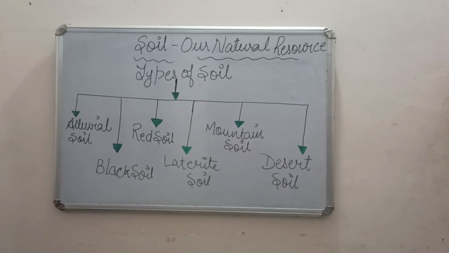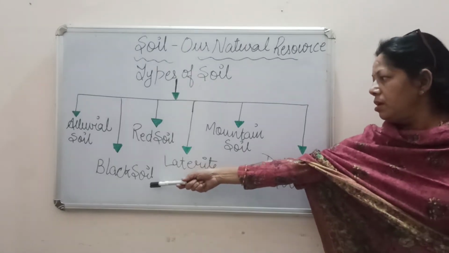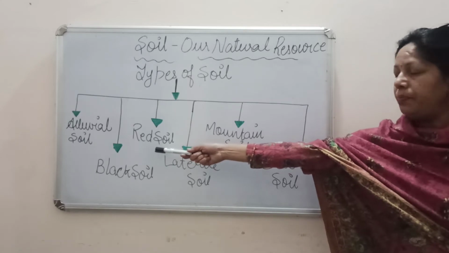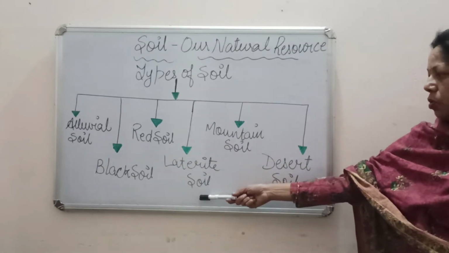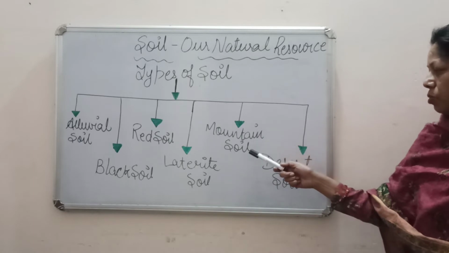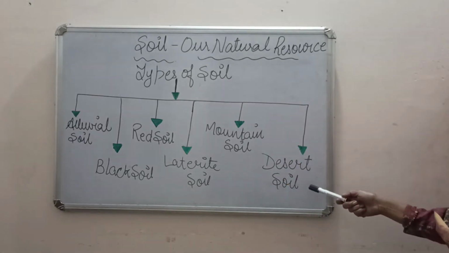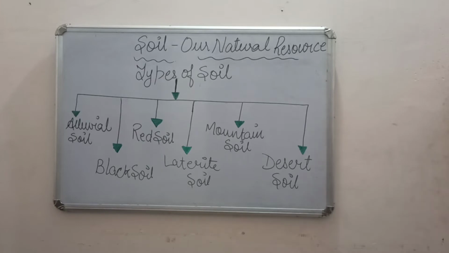So here, first let me tell you the names of these soils. Number 1 is alluvial soil. Number 2 is red-black soil. Number 3 is red soil. Number 4 is laterite soil. Number 5 is mountain soil. And number 6 is desert soil. So, these are the 6 different types of soils which are there in India.